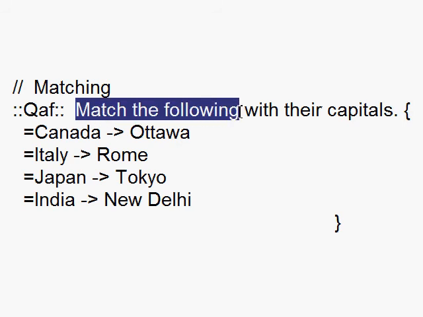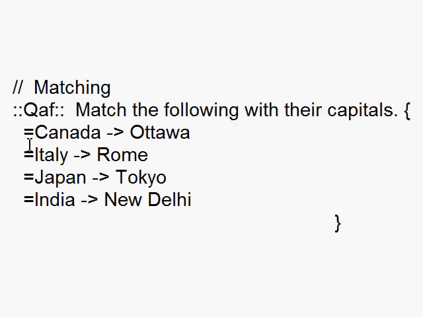For matching questions, type the question, and within the brackets type an equal sign and a prompt, followed by a hyphen and greater than symbol with the correct match. You can include any number of pairs in your question and end it with a closing curly bracket.